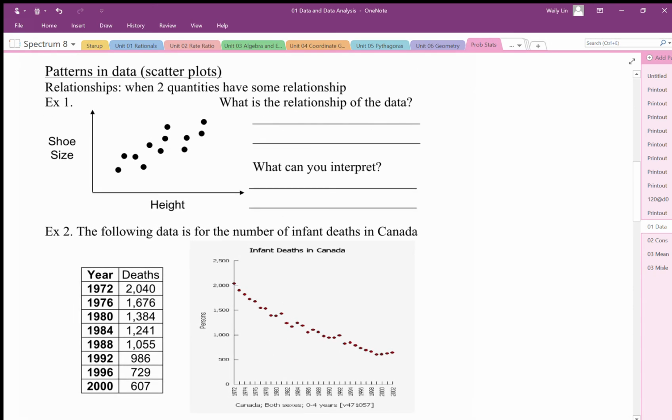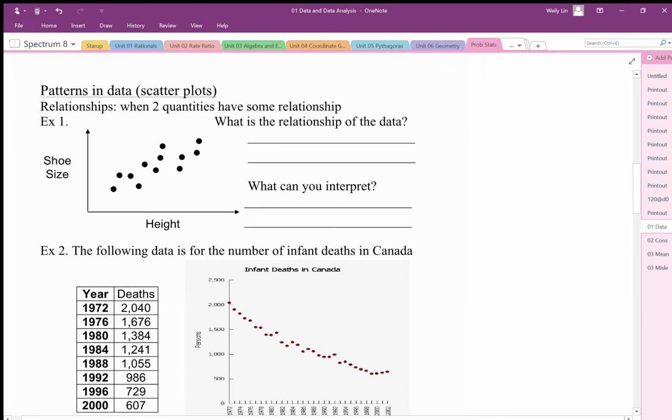Another type of pattern is a scatter plot, or a dot graph. And we can see that we are relating shoe size here to height. Along the x-axis is height, and along the y-axis is shoe size. So as we go to the right, we get taller people. As we go up, we get bigger shoe sizes. So we can see that there is this relationship that is going kind of in this direction. Okay, so this is what we call a positive trend. There tends to be a positive trend in this relationship.